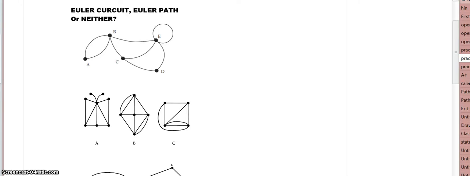Hello, Math Analysis. This is a review of sections 4.3 and 4.4. So in this chapter we are studying graphs.